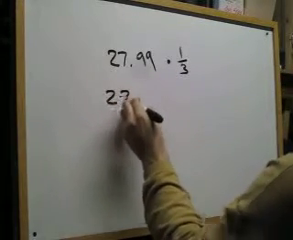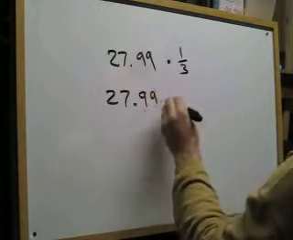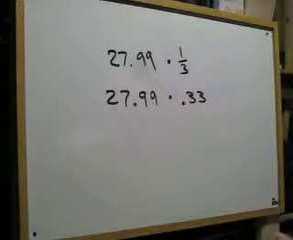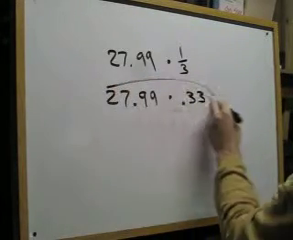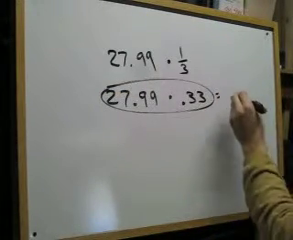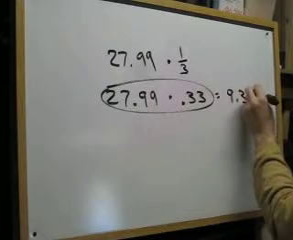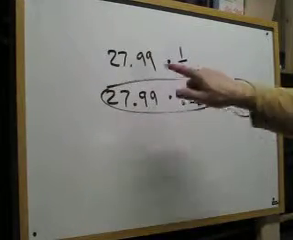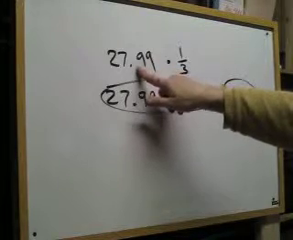So I'm going to change the 1/3 to 0.33, because when you take 1 divided by 3, that's what you end up with. Once you multiply this out, you're going to end up with a number that is 9.33. Now again, that's how much money we're taking off the price of the shirt. That's not how much the shirt costs.